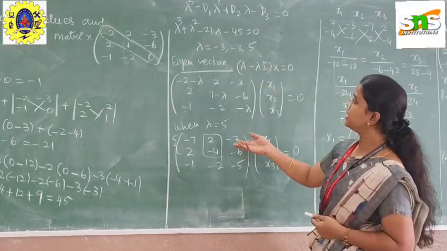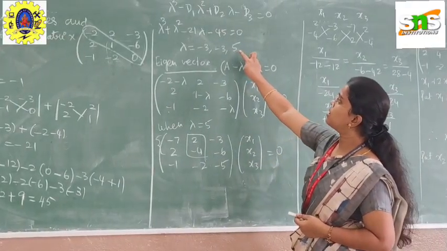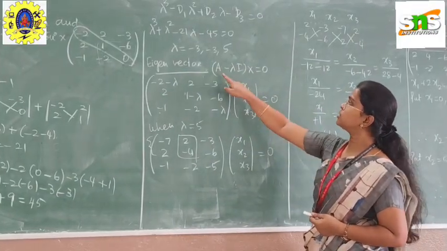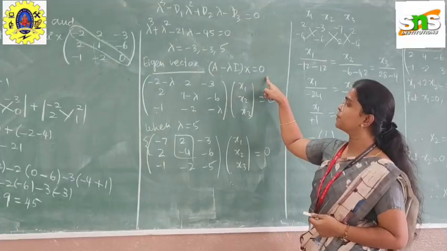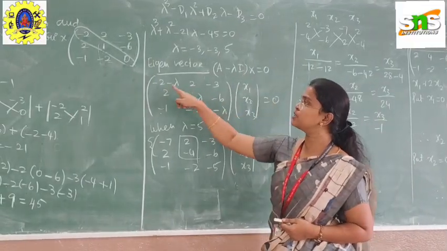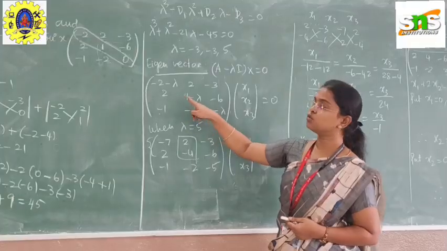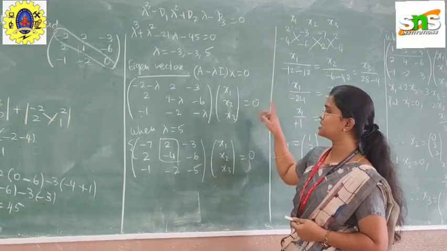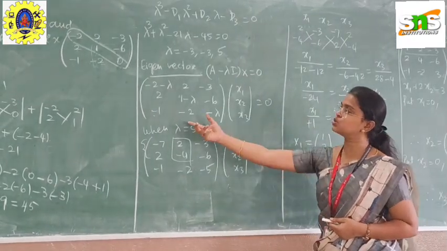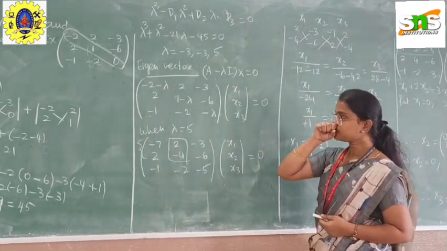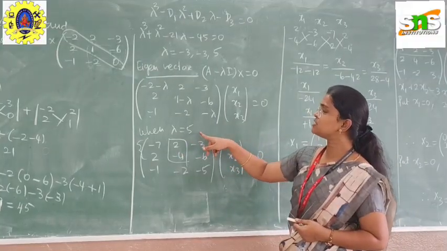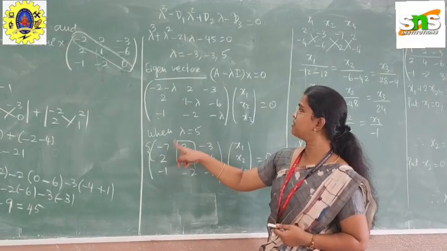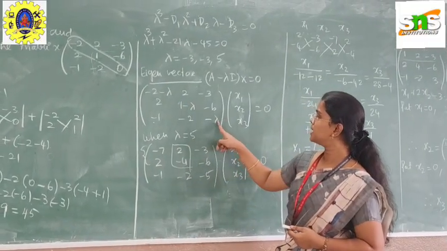So I am going to find the eigenvector for the eigenvalue 5. For that I am going to solve (A minus lambda I) times x is equal to 0. So A minus lambda I will be minus 2 minus lambda, 2, minus 3, 2, 1 minus lambda, minus 6, minus 1, minus 2, 0 minus lambda, multiplied by x1, x2, x3 is equal to 0. After that I am putting the lambda value as 5 in this matrix. So I am getting minus 2 minus 5 as minus 7, 1 minus 5 as minus 4, minus lambda as minus 5.